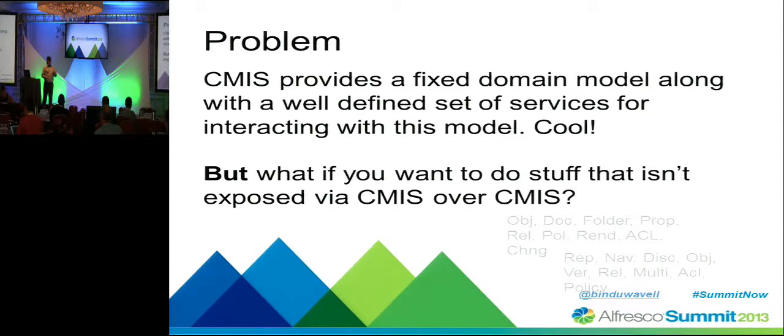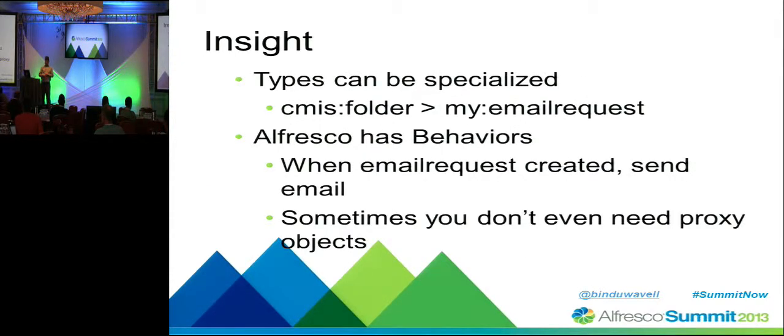So that can be challenging because CMIS has a very clear domain model, a set of objects, documents, folders, properties, and it has a clear set of things that you can do with those, and you can't extend that. So we had some insight, which was, what you can do is you can define custom types, and on those types, you can have custom properties. And then in Alfresco, you can have behaviors that act based on the type of a document and the properties on those documents or folders.